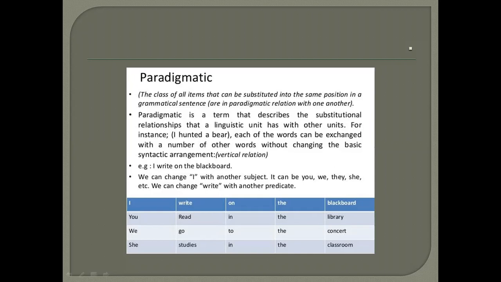That is a vertical relation. For example, I write on the blackboard. Here we can change I with another subject. It can be you, we, they, she, etc. We can change write to another predicate. So here, I write on the blackboard; we can change it to you read in the library. We go by substituting the same position. So that is the concept of paradigmatic.